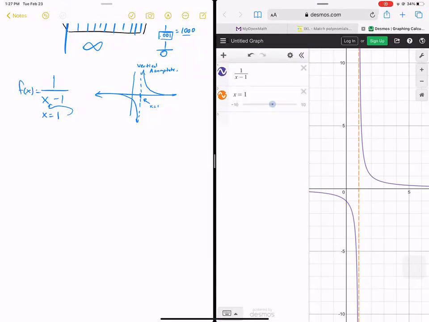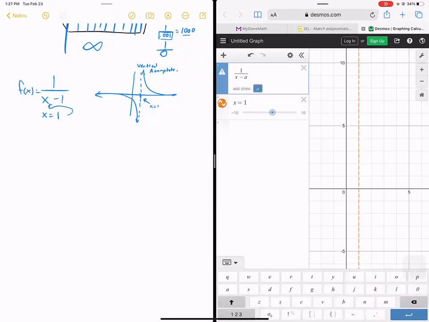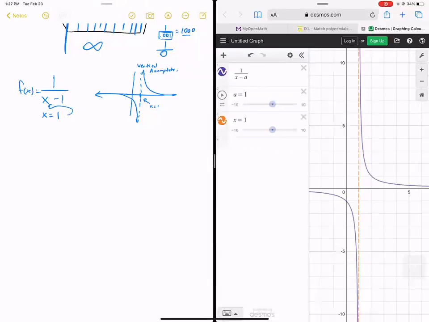Now, I'm going to do something. I'm going to change this number around. I'm going to stick another variable here, and we'll say the variable is going to be the letter A. Okay, add slider for A. Now, if you want to look here, I'm going to start walking the A back and forth. See all that?